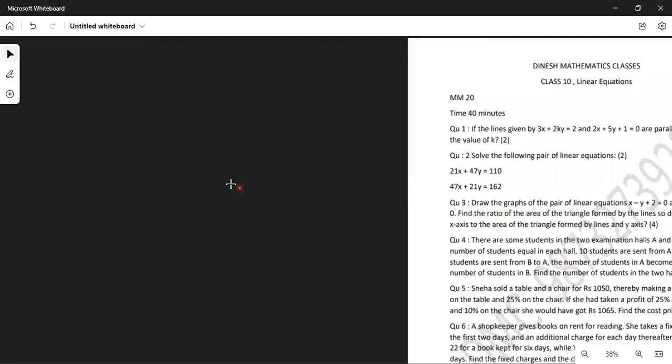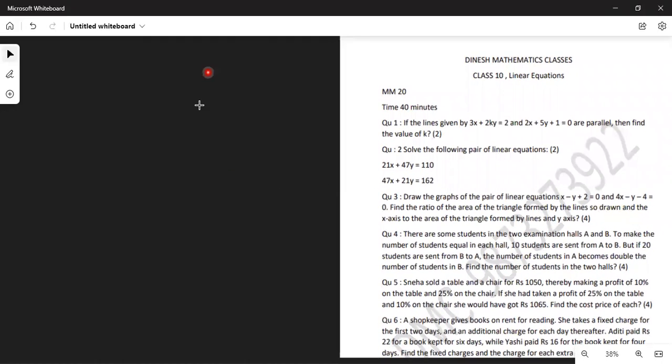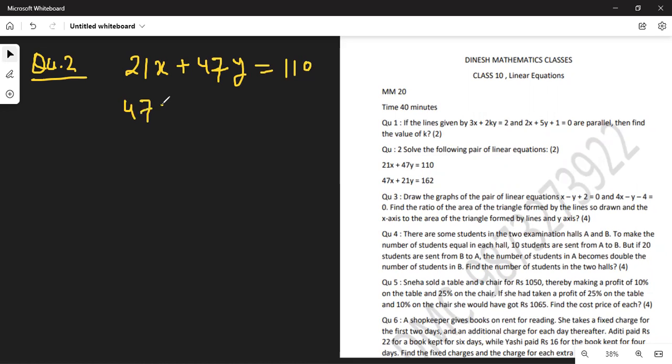Okay, let's take the second question now. The second question reads, solve the following pair of linear equations. Let us write question number 2 and the equations, which is 21x plus 47y is equal to 110, and 47x plus 21y is equal to 162. I recommend you write it while you're watching, so that will give you maximum benefit.